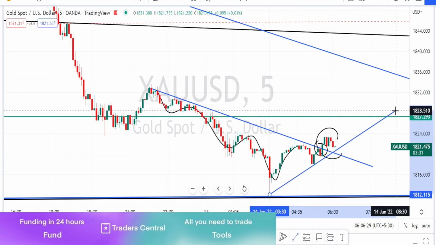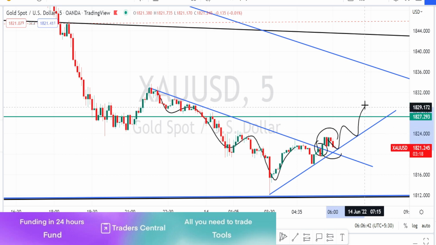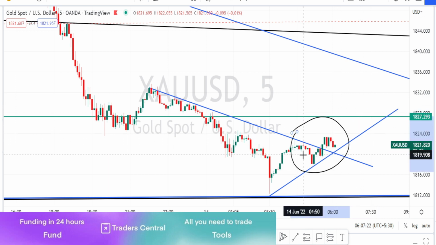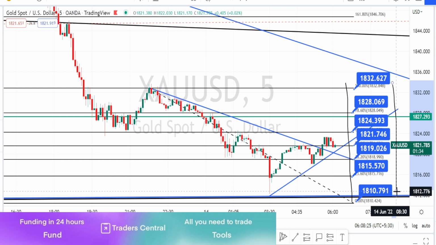Wait for the volume to increase in gold, upon which you can take directional trades. Let us mark the support and resistance levels. So the values within these blue color boxes are the resistance and support levels for 5 minutes time frame. That's all the analysis for today.